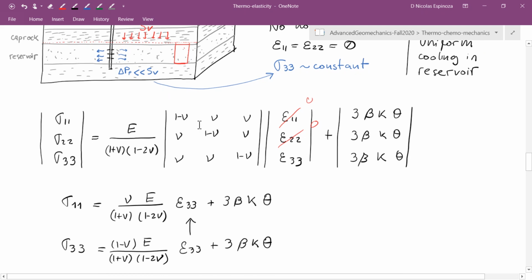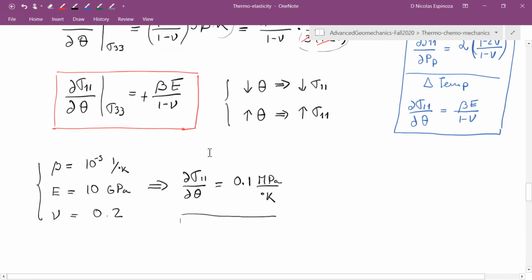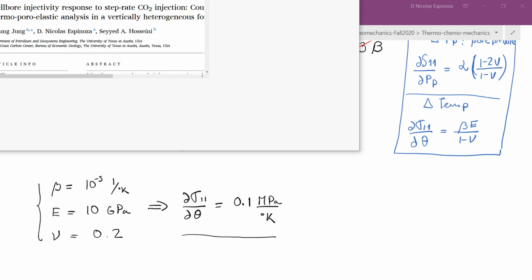So let me see if I missed something over here, but I don't think so. We developed all the equations. We found the parameter that tells us what is the change of the stress with change of temperature. I think that's everything. So let me share this example that I have over here with you.